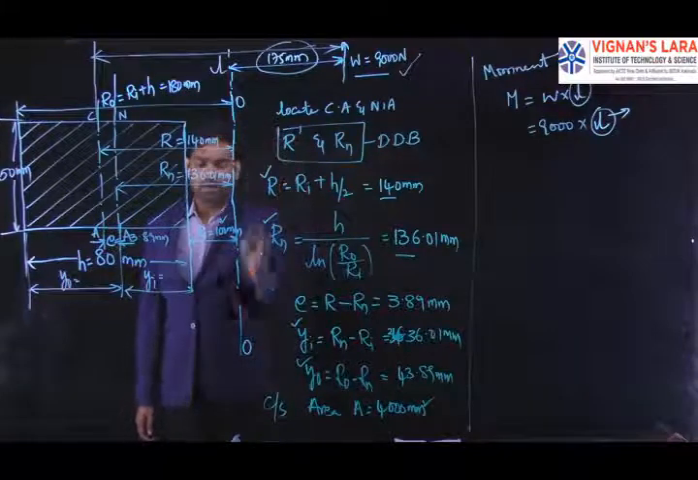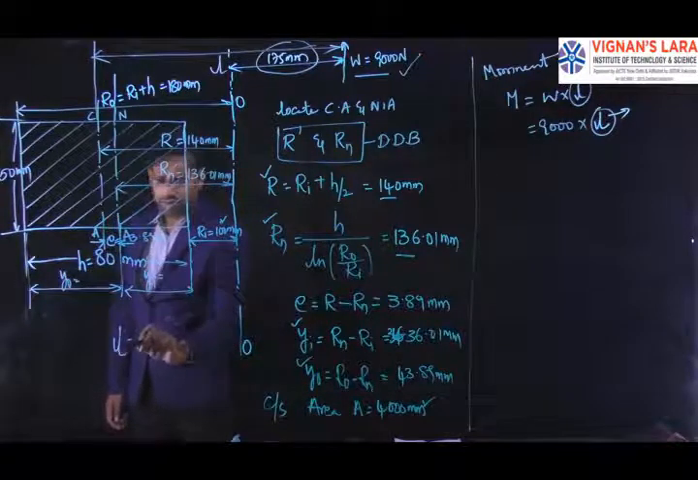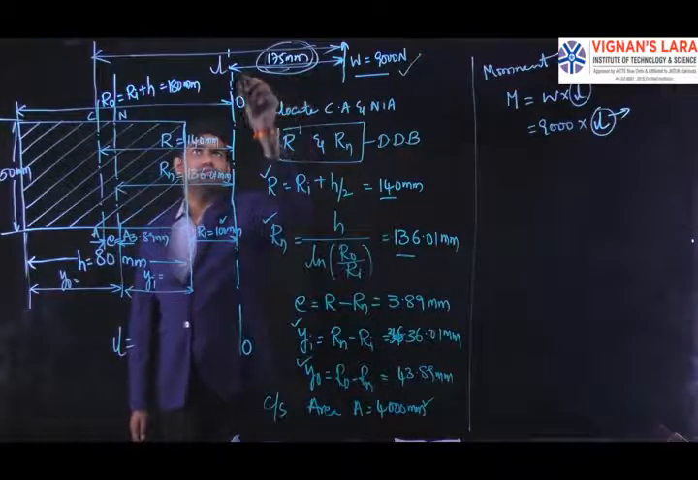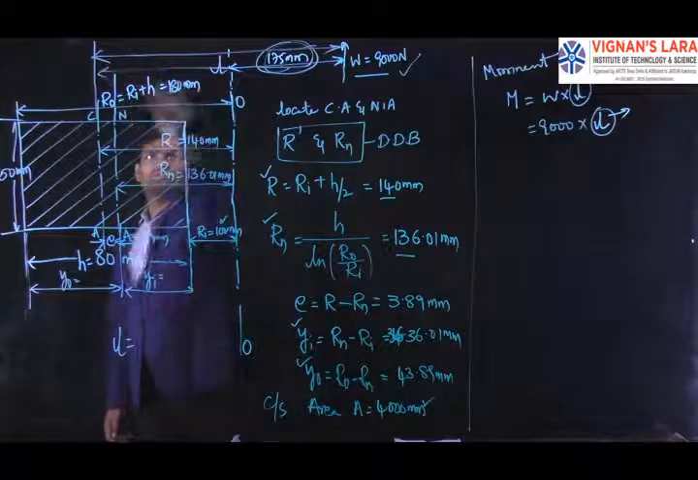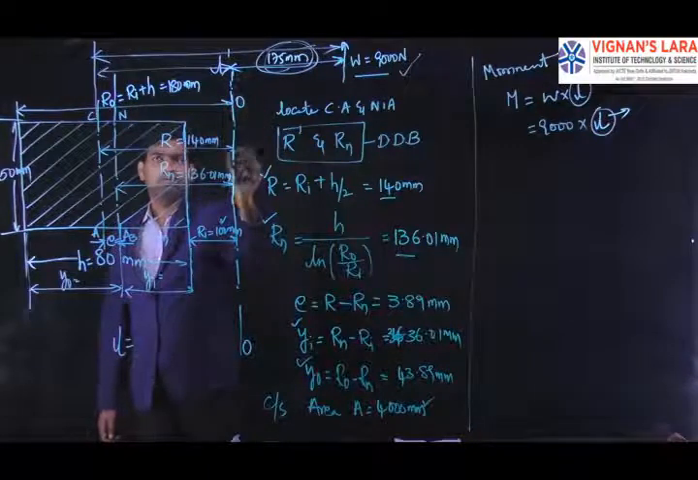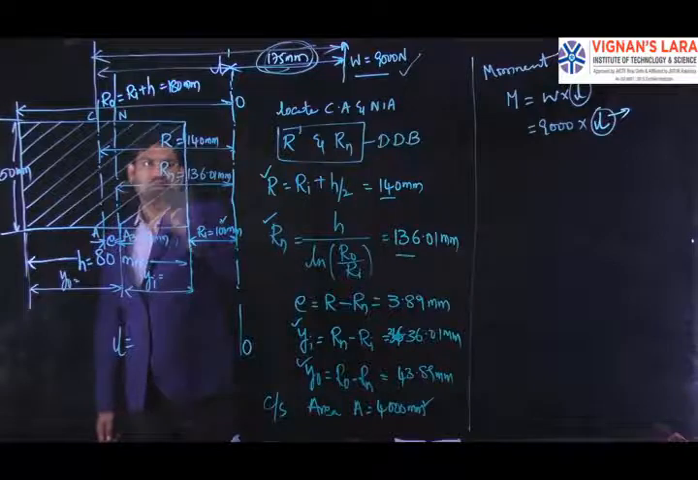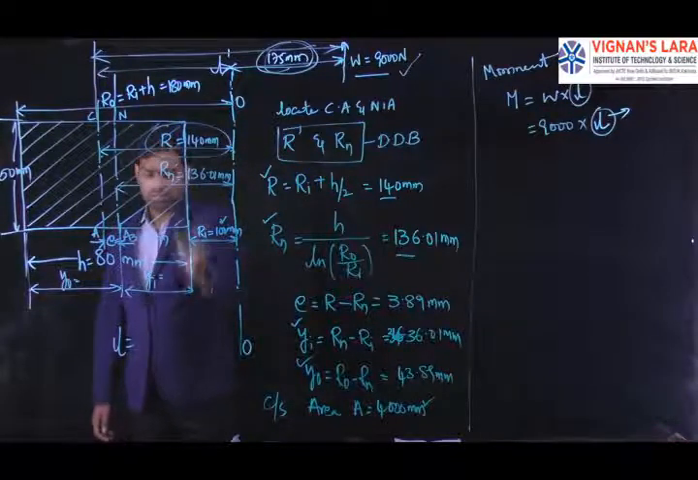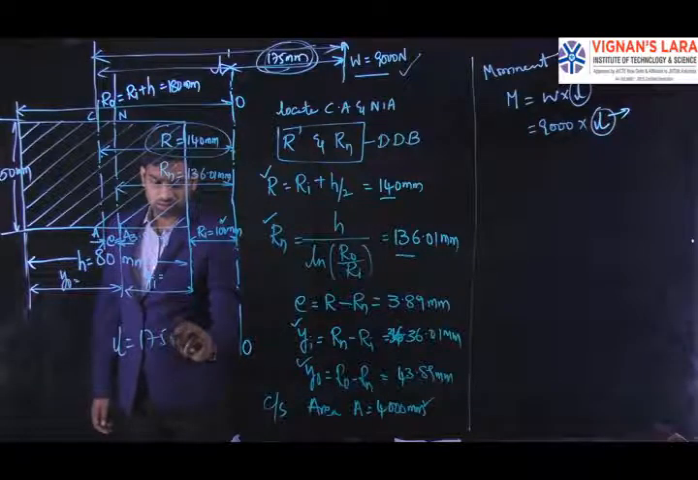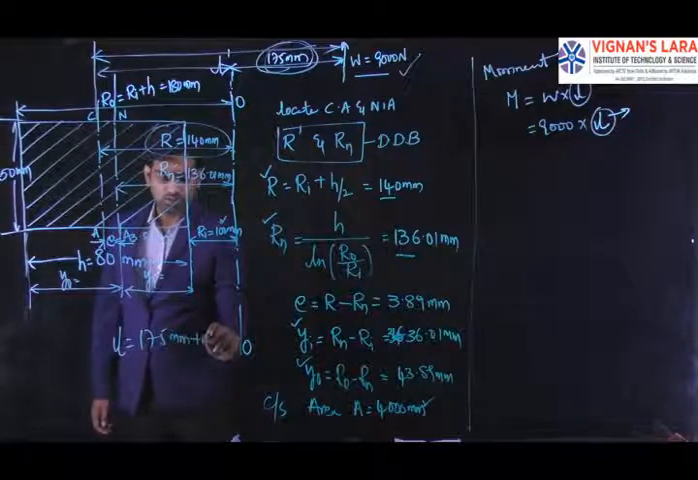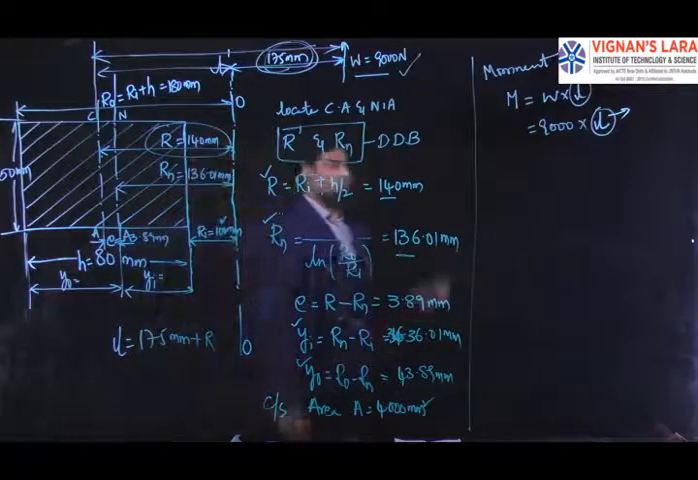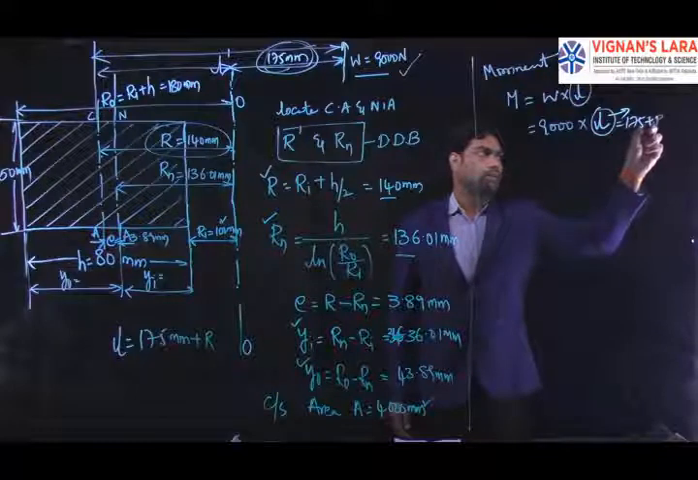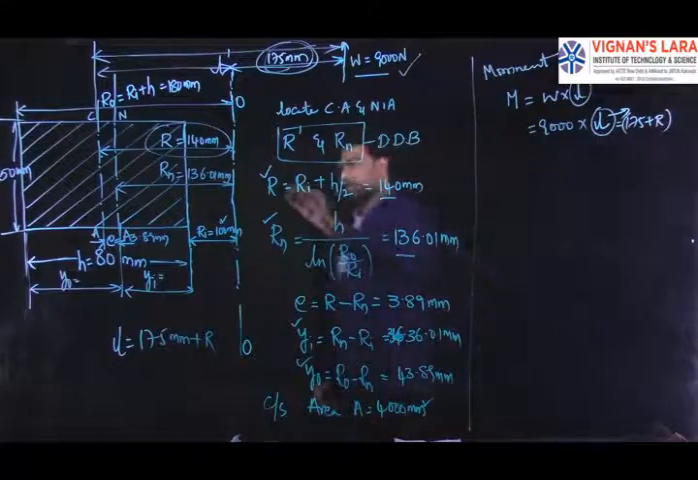So L is given by 175 plus the distance from the centroidal axis to the center of curvature. That is R, which we know. So L can be taken as 175 mm plus the radius of curvature R. Clear? So I can substitute the value here: 175 plus R, and R is known, that is 140 mm.